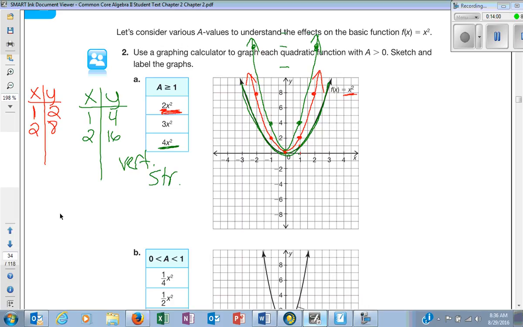Now that's going to be known as a vertical stretch because it's literally like you are pulling on the top, you are pulling right here, and you're pulling it up. And that's what's forcing it in and making it skinnier, just like a rubber band. Vertical stretch. Does that make sense? What are your A values when you have a vertical stretch? Anything greater than 1.